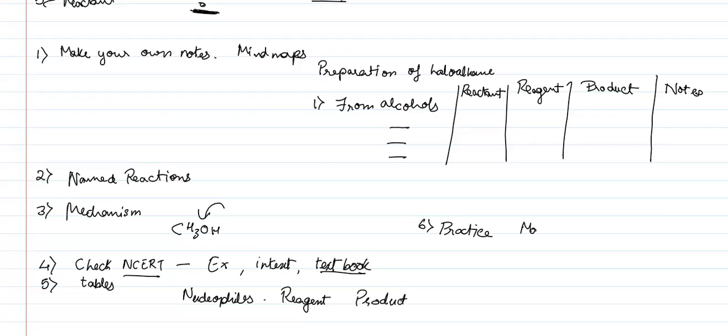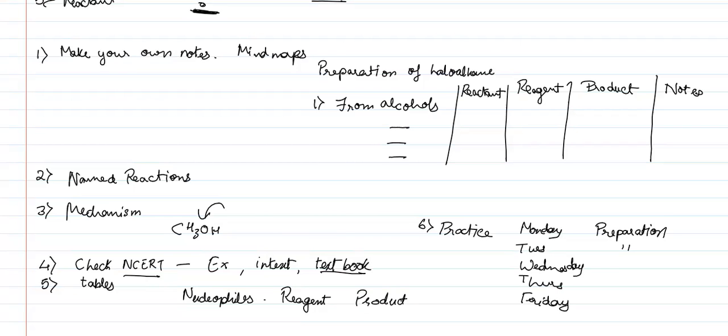Okay, so let's take Monday. This is just an example. Thursday and Friday. So what you can do is you can alternate again. So first, on Monday alone, you could probably do preparation of haloalkanes and haloarenes, or just preparation of haloalkanes. And the next day you could do preparation of haloarenes.